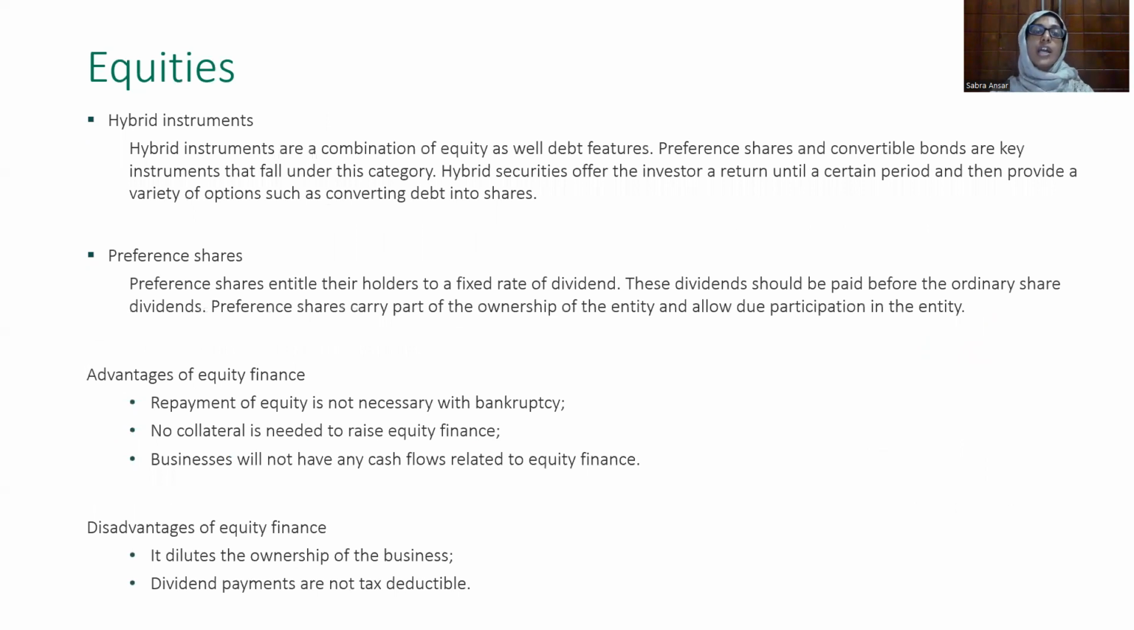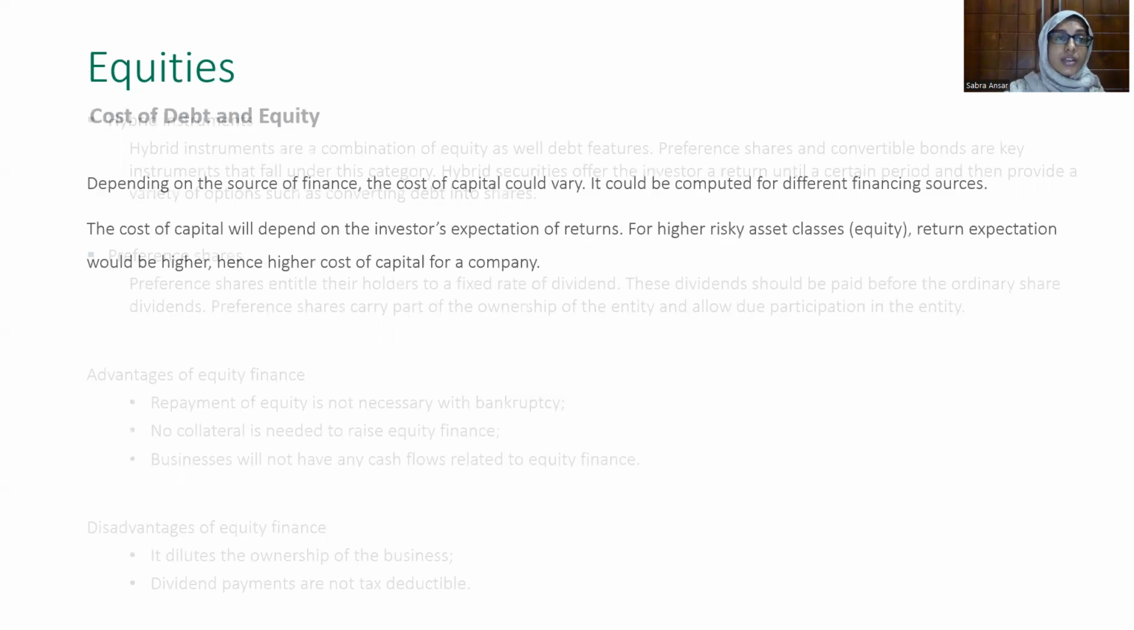Thereafter, we spoke about hybrid instruments, and we said the two main hybrid instruments are preference shares as well as convertible bonds. We spoke about preference shares here. And lastly, we spoke about the advantages and the disadvantages of equity finance.